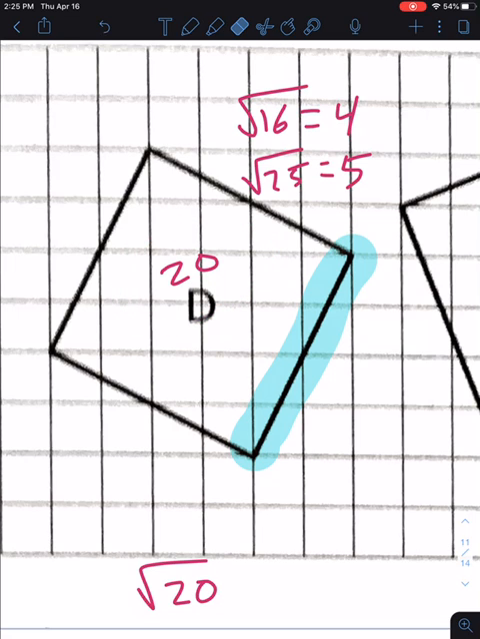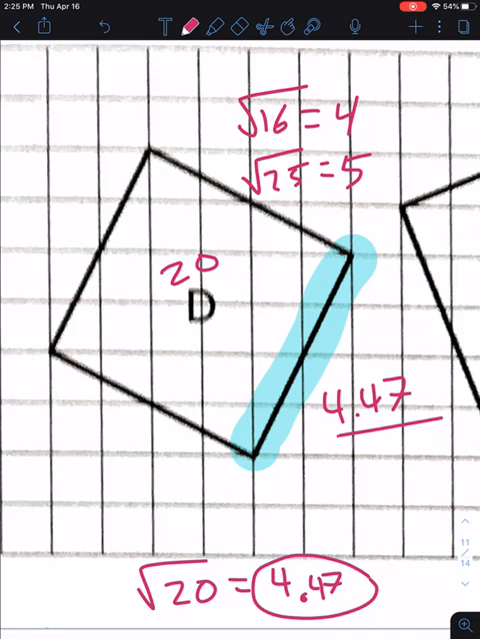If I type in the square root of 20, however, I get, oh, look at that, 4.47. Let's just round to the nearest hundredths place. 4.47. And that is going to be my side length. Okay, so there you go. That's how to do it, folks.